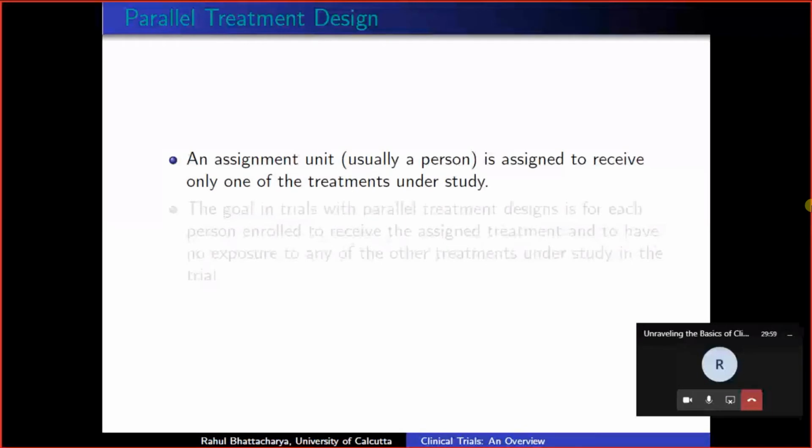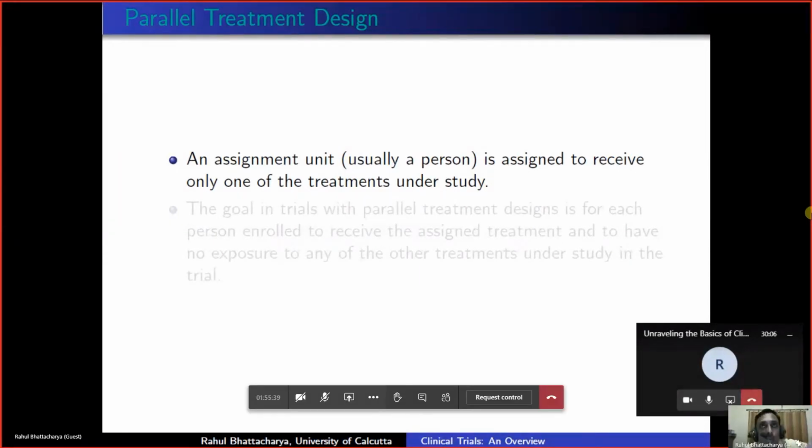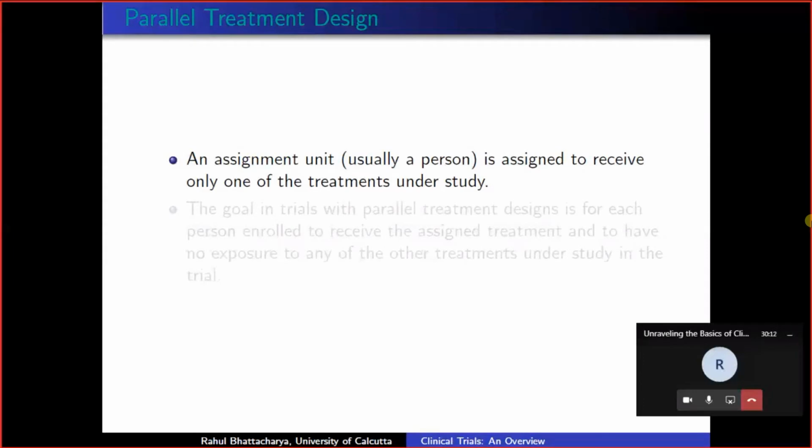Say we have 3 to 4 treatments and patients are assigned to one of the treatments. So no patient receives more than one treatment. That's why the name parallel. All this patient recruitment process for different treatments goes on parallelly. That's why this is called a parallel treatment design.